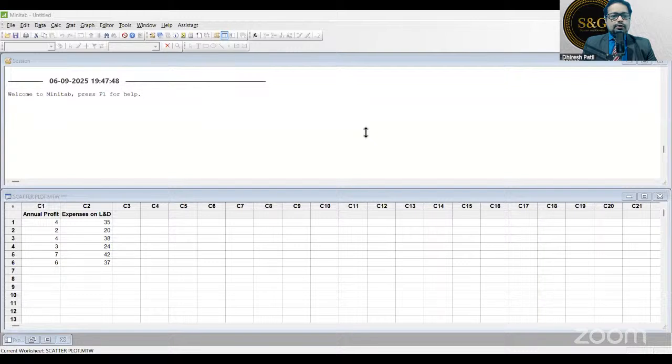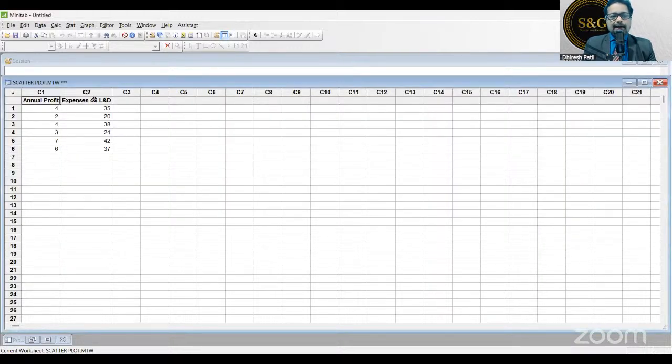Let me also open that file, because my file is getting open. So one is annualized profit, and the second one is, you can see here. So one is annualized profit and one is expenses on L&D. And they have taken 6 years data. There is one company, a small company, and expenses on L&D is basically in the lakhs of rupees, and annualized profit is in crores.